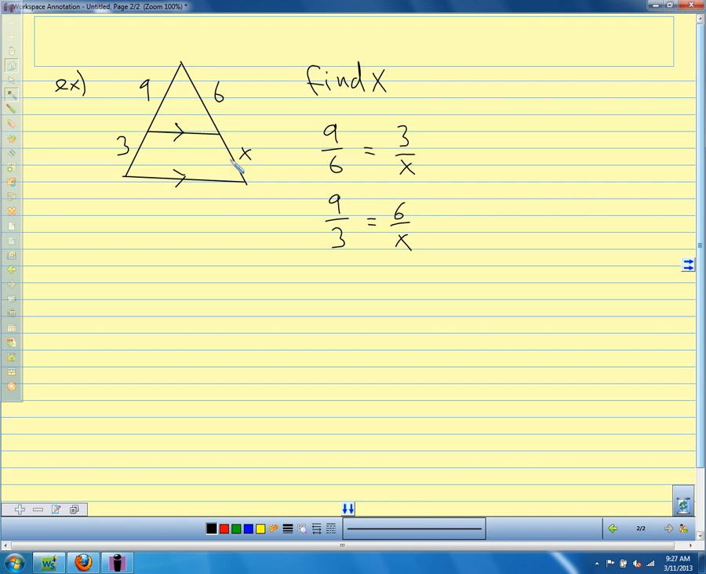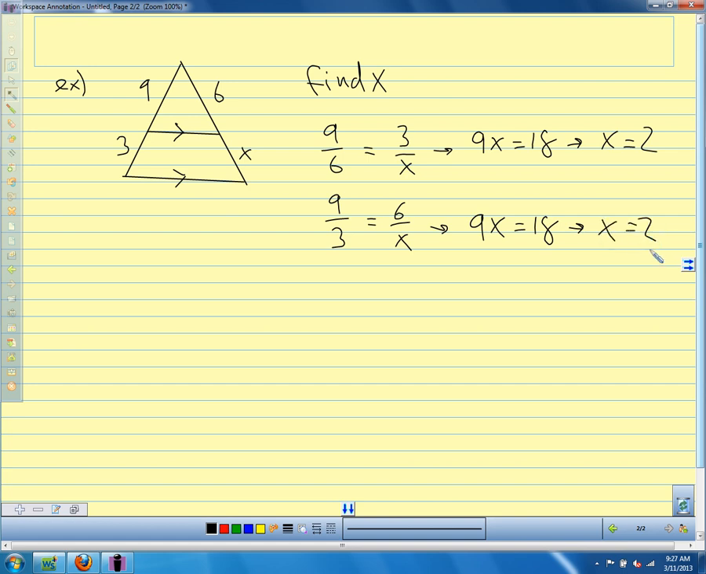And we should come up with the same answer no matter how we set it up, as long as we do it right. We cross multiply here, and I get 9x equals 18. Cross multiply here, and I get 9x equals 18. 9x equals 18, what is x? 2. 18 divided by 9 is 2. So both of these give us x equals 2.